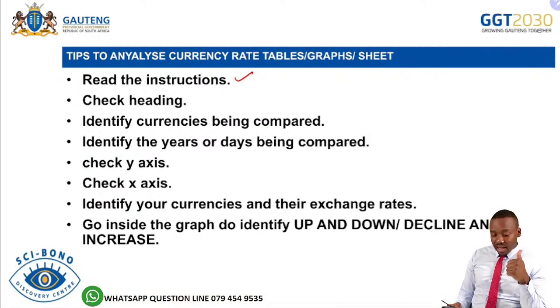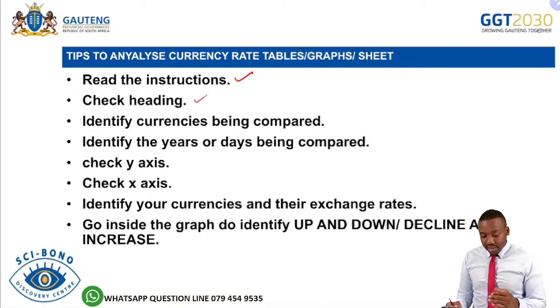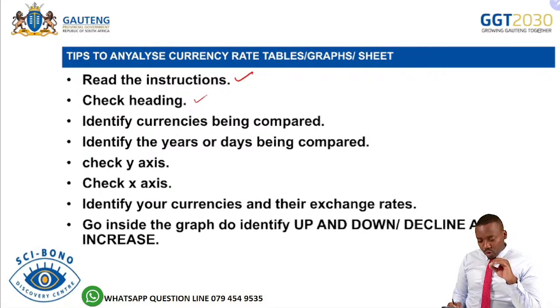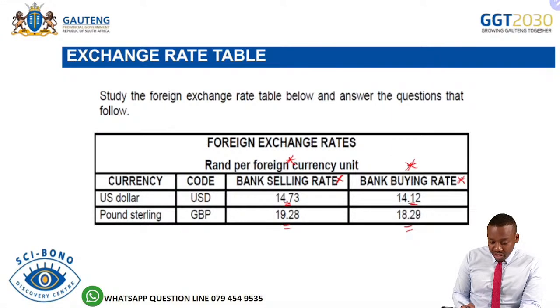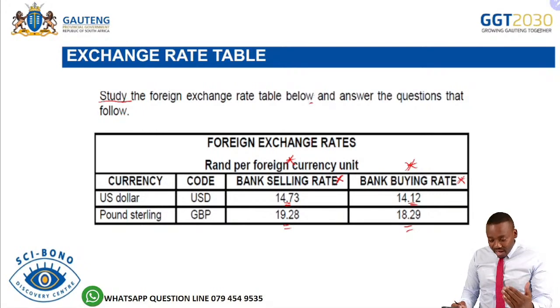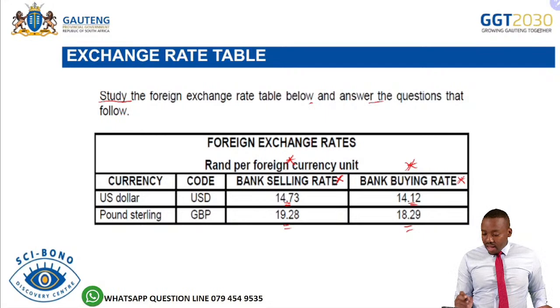Read the examiner's instruction. Number two, check the heading, right? That is the title of that graph that has been given to you, or the title of that table that has been given to you, or the title of that currency rate sheet that has been given to you. Let me just check here. You see here, we have the examiner's instruction. So it is study. This is what it is, a verb. Study the foreign exchange rate table below. That's number one. After studying, what must you do? Then answer the questions.